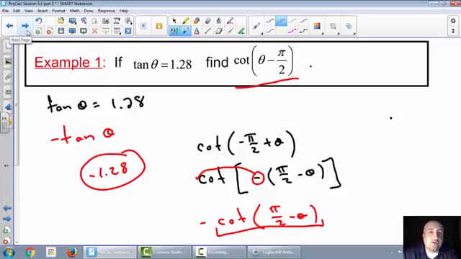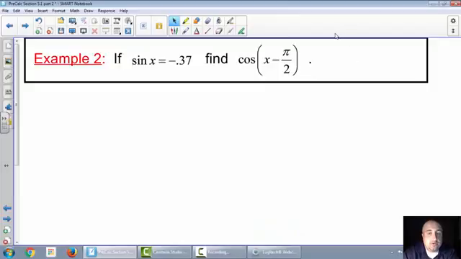Now, these are very confusing problems, and I understand that. So that's why we're going to take this slow. We're going to make this multiple videos. Example 2 we're going to do in class tomorrow, so everybody's on the same page. Example 2 is just like example 1. If you want to try example 2, you can try it, but we're going to do this one in class.